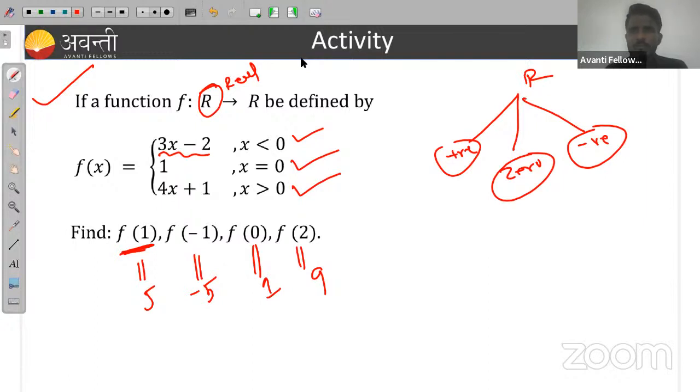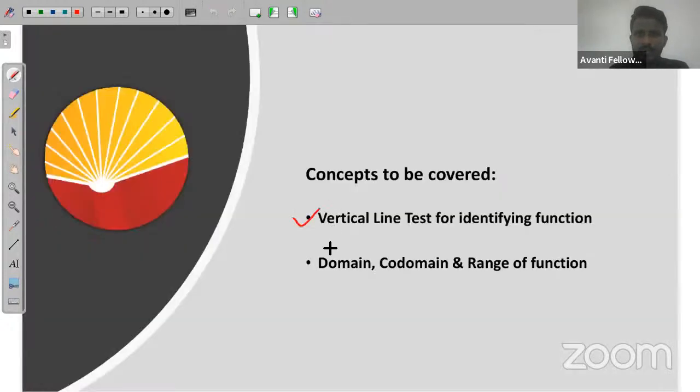So what we have covered so far is the definition of function and representation of function. Next we will see the vertical line test for identifying a function. I will tell you how it is important and how it helps to get the function, and the domain, codomain, and range of the function.